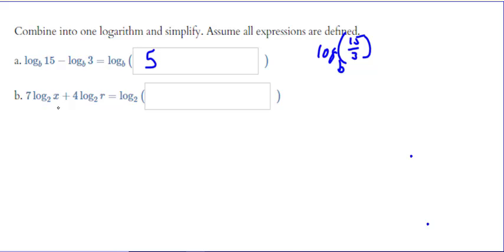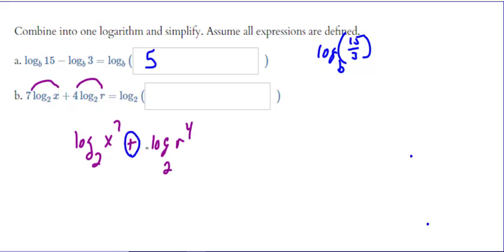And if we do this one, 7 times log base 2 of x plus 4 times log base 2 of r, we said that if there's anything out in front of the log, then that's really the exponent. Now these are separated by an addition, so that means that they're multiplied, so that's really x to the 7th, y to the 4th. That would be its answer.